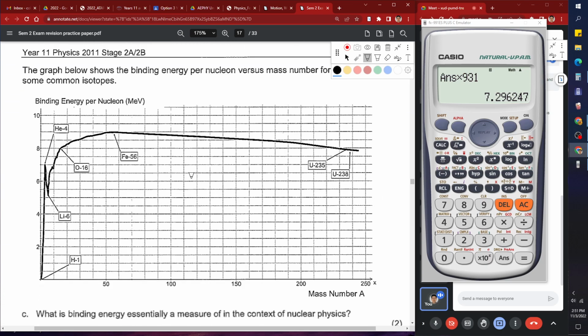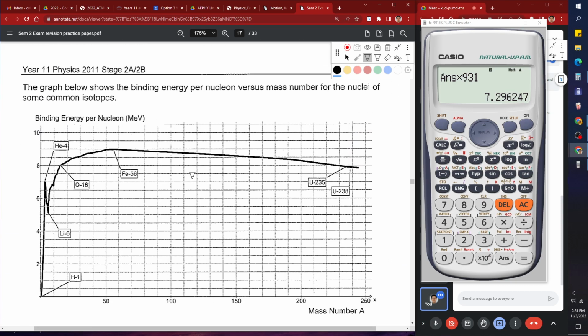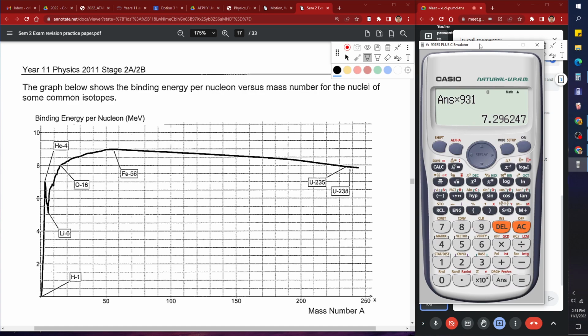All right, last part, I think. C and D. What is this? This is the binding energy per nucleon versus the mass number. What does that mean exactly? It means that in the nucleus, the binding energy is the energy that's going to be released when you break the atom apart. And this is the binding energy per nucleon.